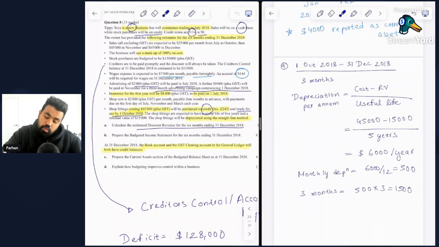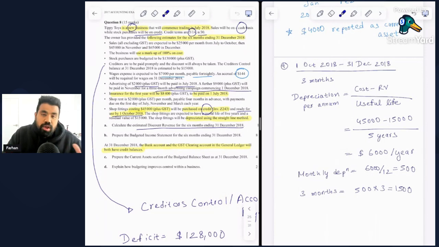Now we understand that we have purchased this on 1 October 2018, and we are working with a business at the moment which has a financial period that ended on 31 December 2018. So from 1 October 2018 until 31 December 2018, we have 3 months in total, the months of October, November, and December. So this asset, these shop fittings, were only in use for 3 months in the current financial period ending 31 December 2018.